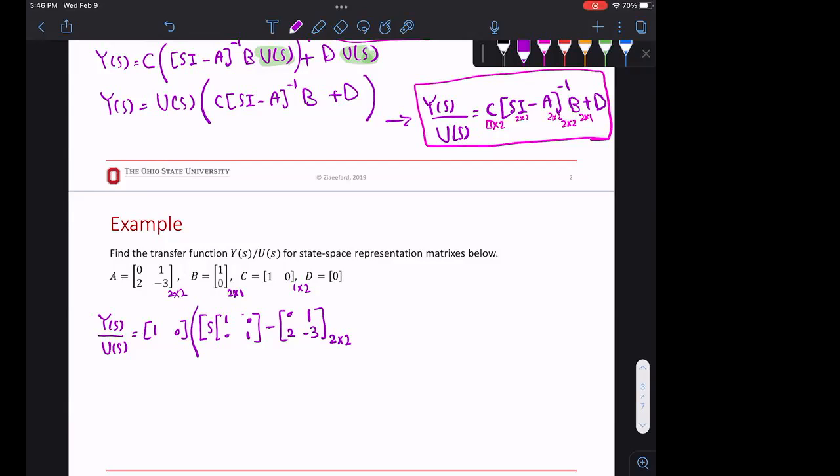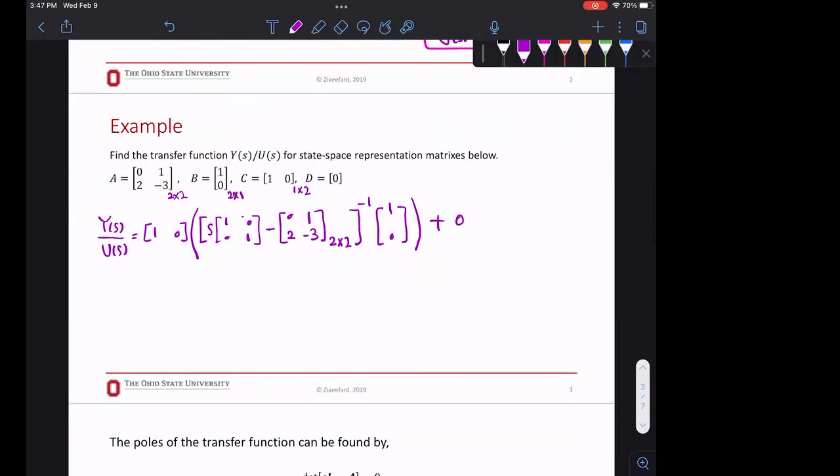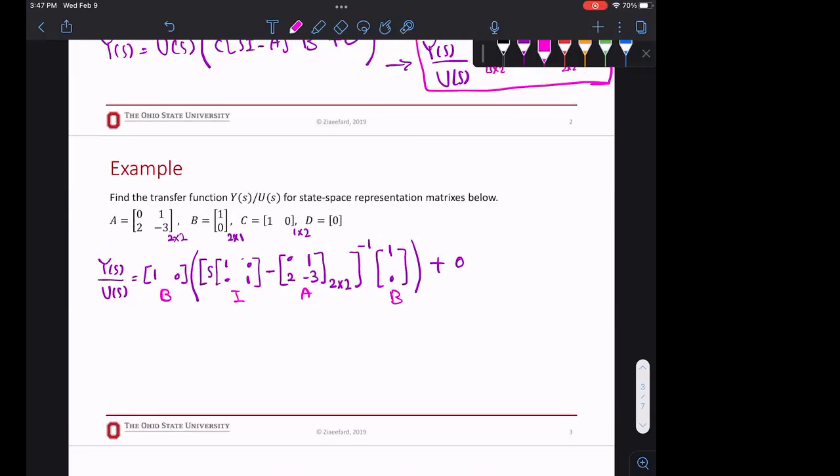So that is going to be this matrix that I need to find the inverse of, times B, which is 1 and 0. So that's for this part, plus D, which is 0. I'm just going to write under what each of these are. This is C, this is I, this is A, and this is B. All I did was write that equation.